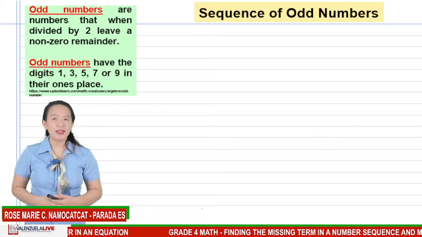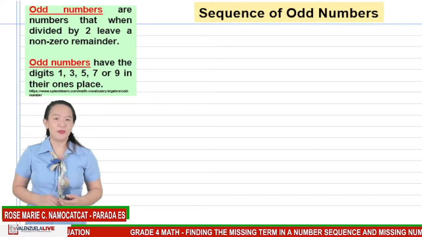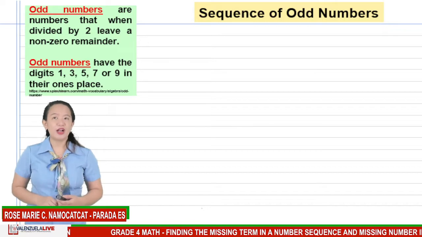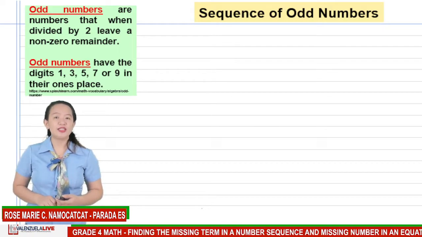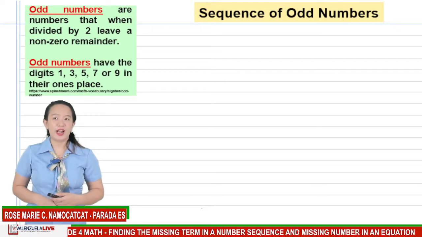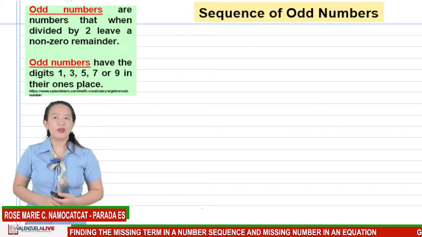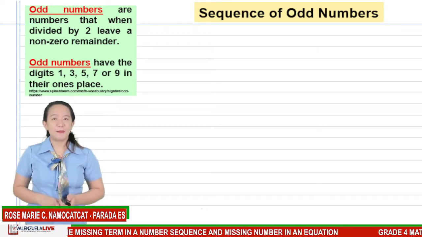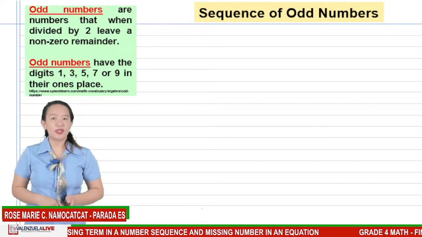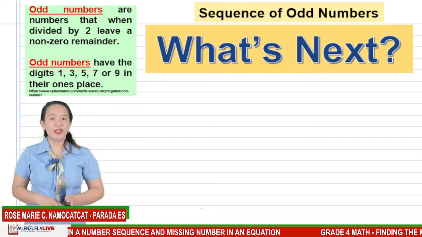When we say odd numbers, just like what you've studied before, odd numbers are numbers that when divided by 2, leave a non-zero remainder. Or odd numbers have the digits 1, 3, 5, 7, or 9 in their ones place. So let's try to look at this example. What's next in the sequence of odd numbers?